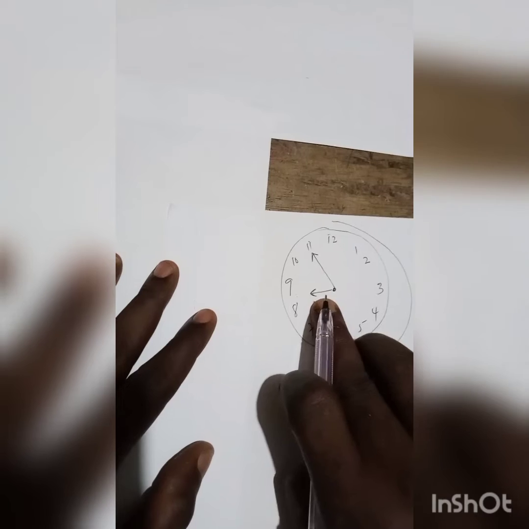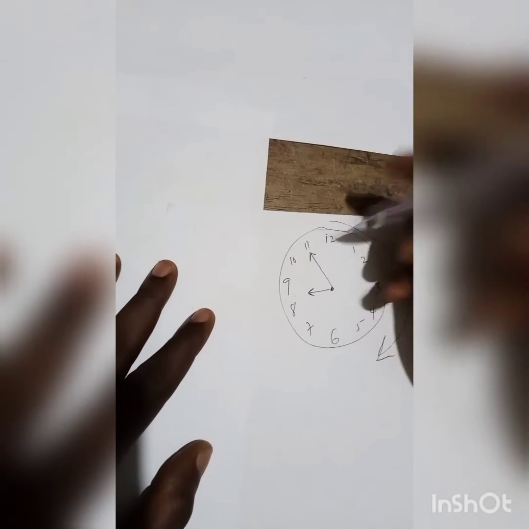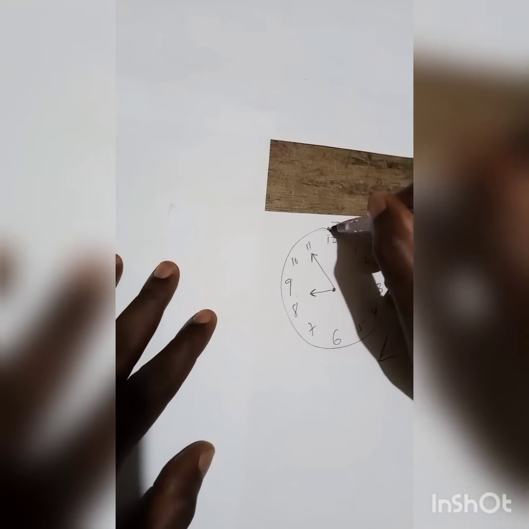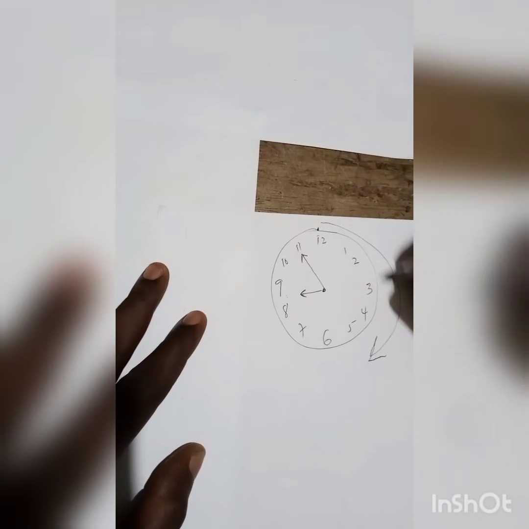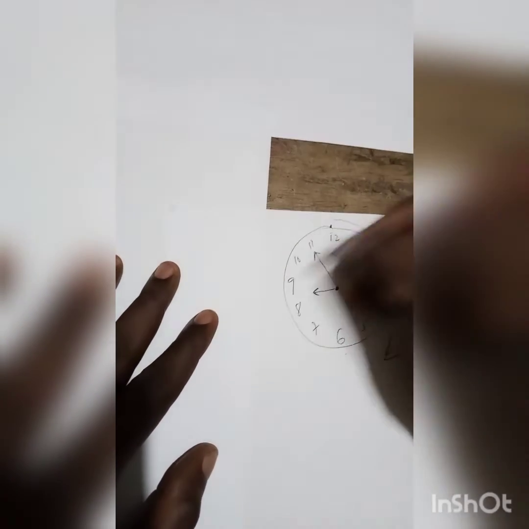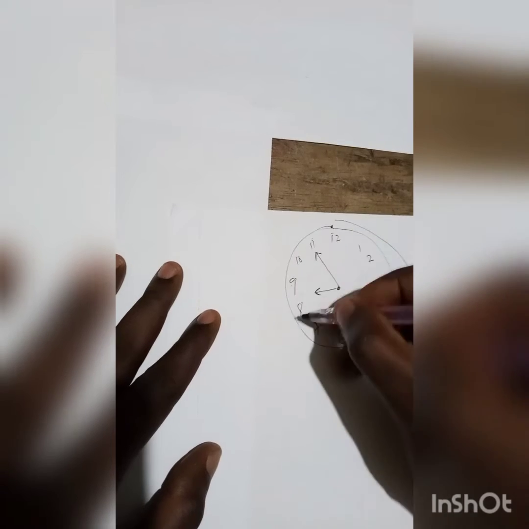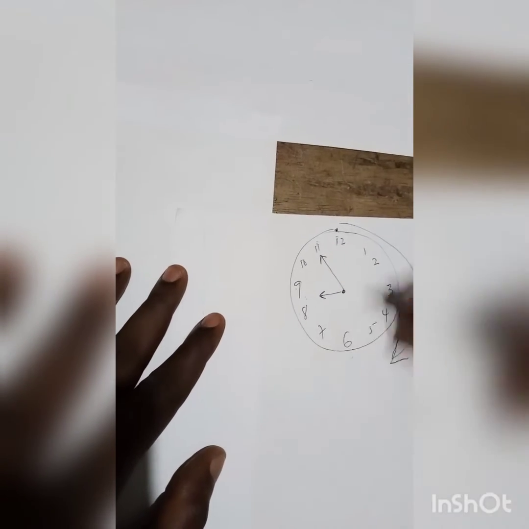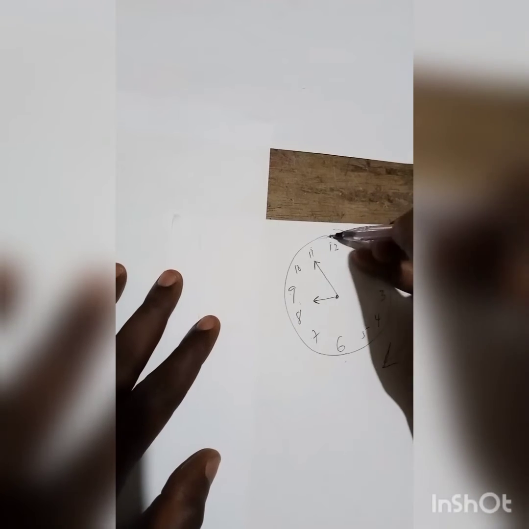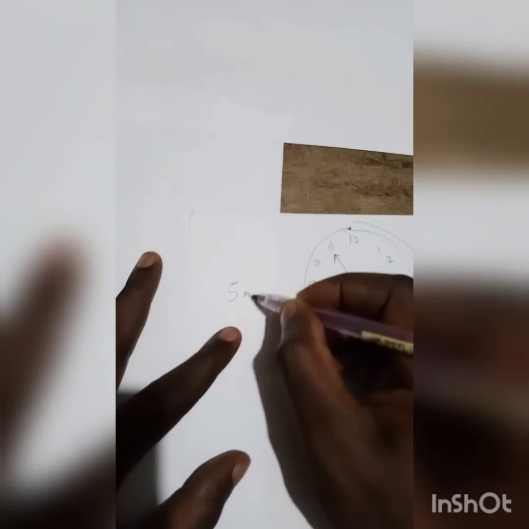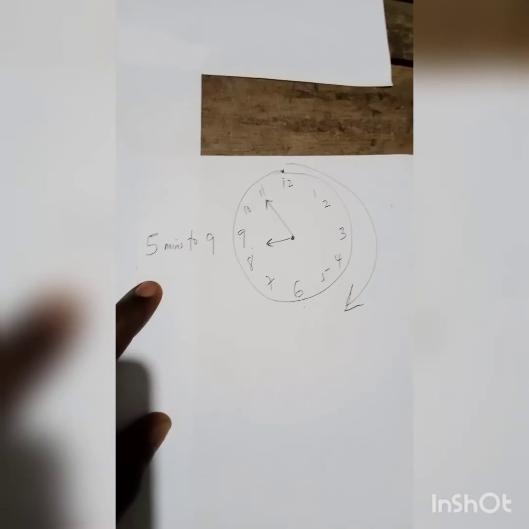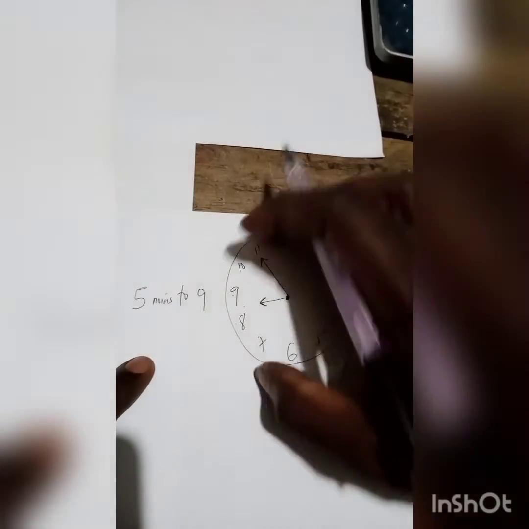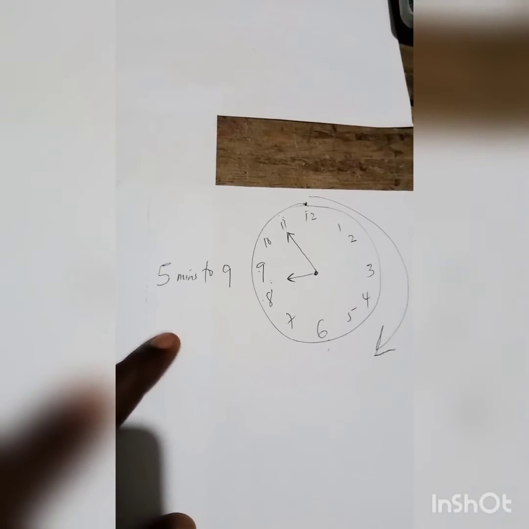So this short hand is now moving towards 9. Why count from here? Remember, our count must start from 12, that is o'clock. If you are talking about the past, it's like this: you count from here, 5, 10, 15. If you are going for the "to", you count from here, 5, 10, 15, 20, 25, 30. So counting from here now, it is 5. It is 5 minutes to 9. So that is how to tell the time.